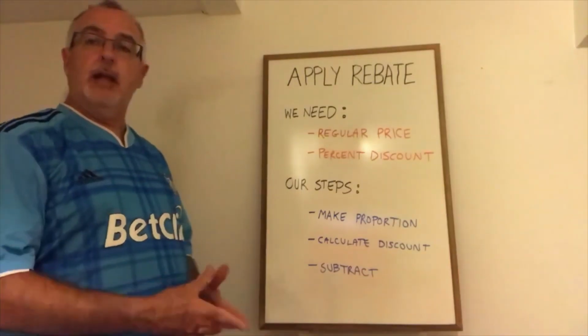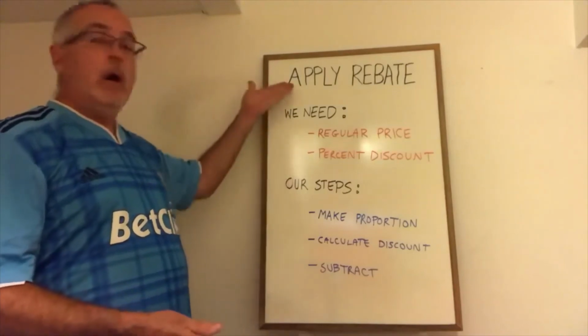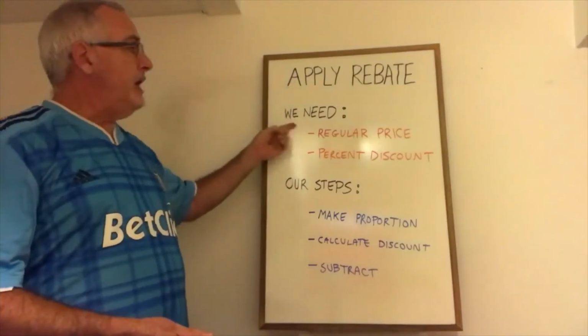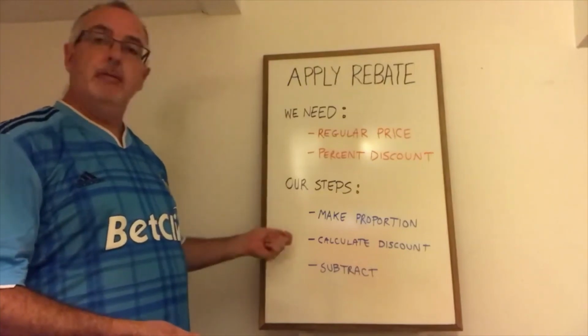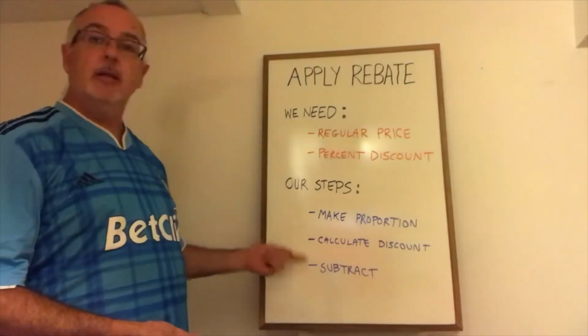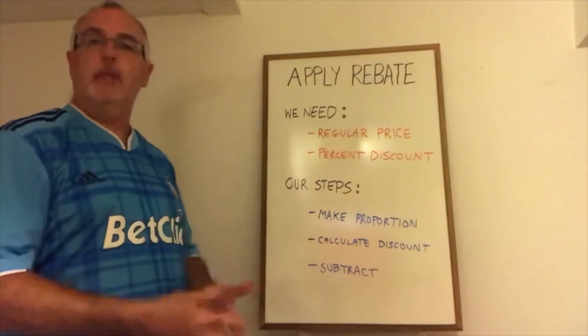So if you can understand these examples, you know how to apply a rebate. You need the regular price and the percent discount, and you have to make a proportion, calculate the amount you're saving and subtract it from the regular price to get the final sale price.